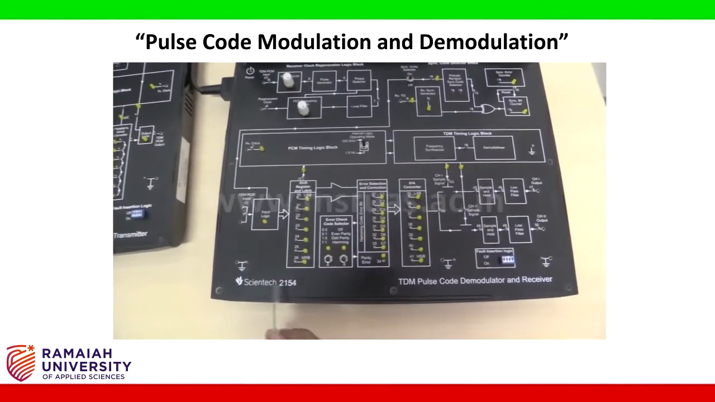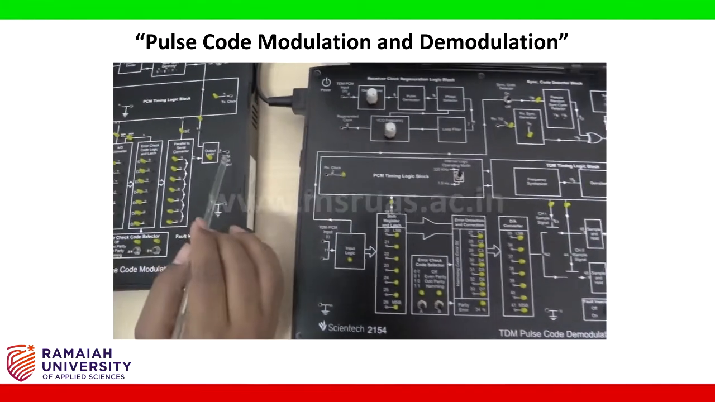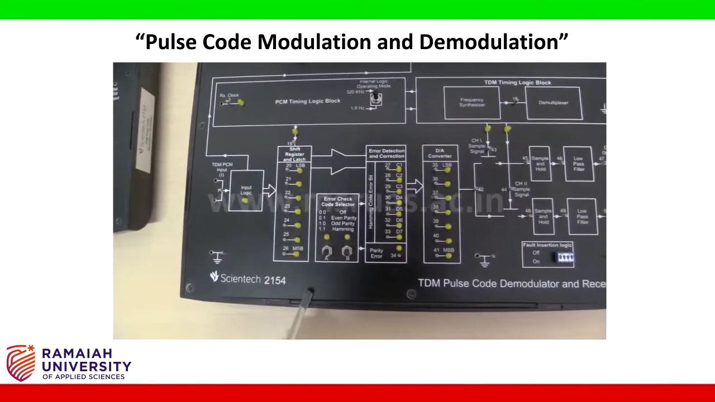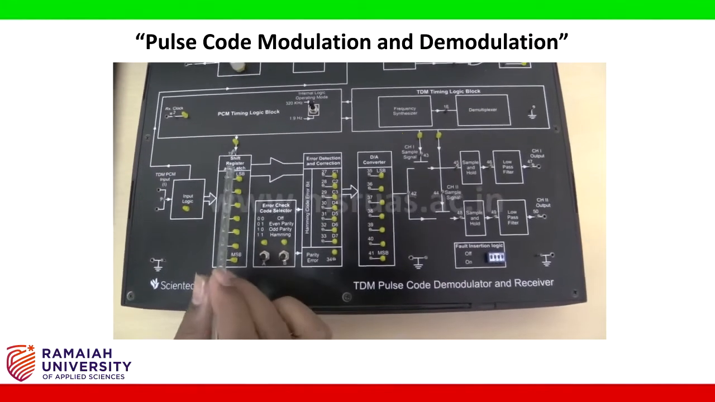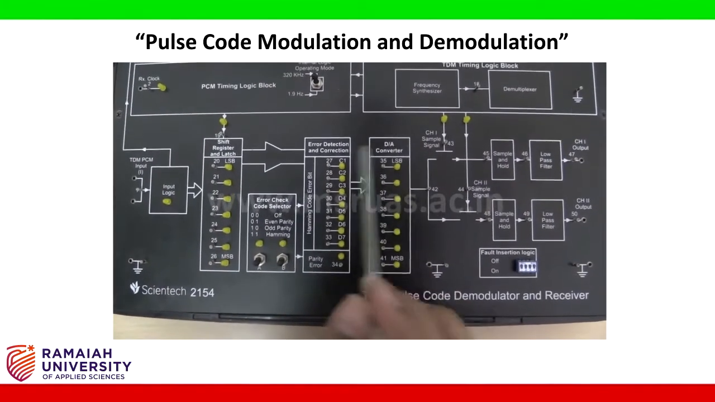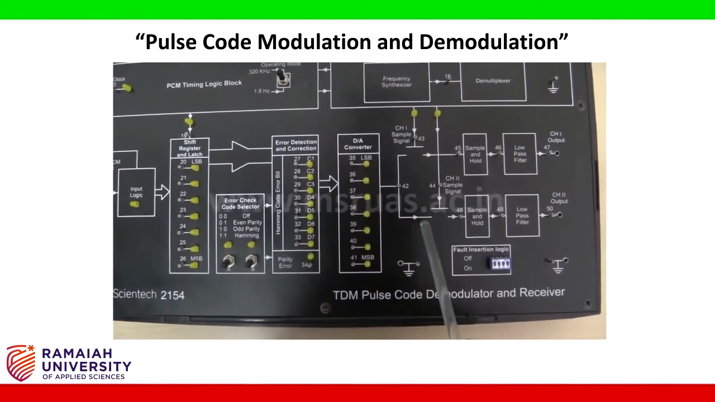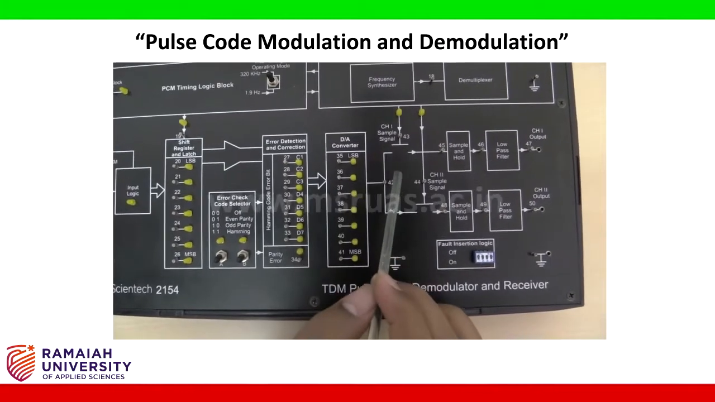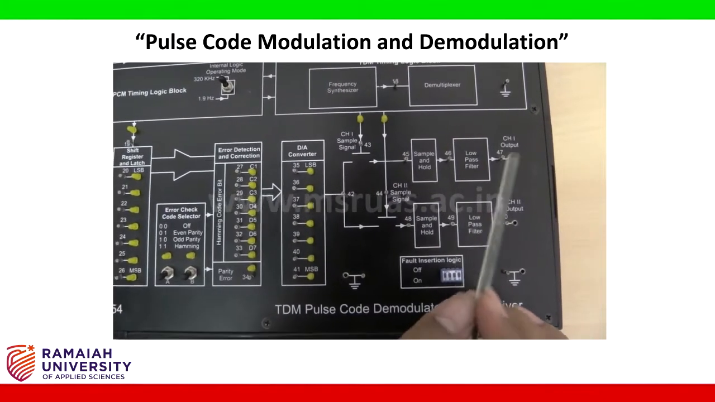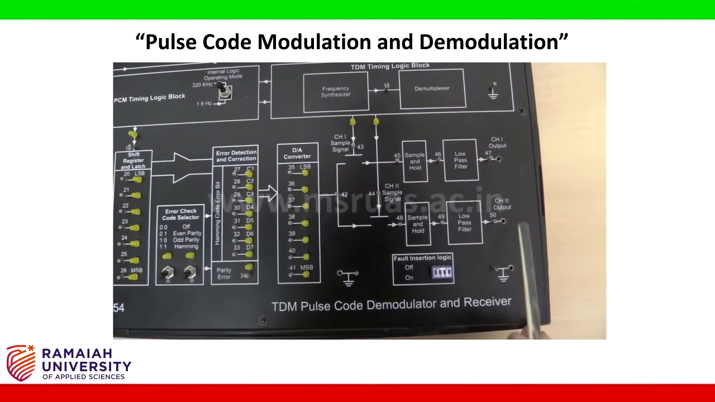Then in Syntec 2154 we have the PCM demodulation block. Here we connect the TDM PCM output to the TDM PCM input of the Syntec 2154 board. Here we have a serial to parallel converter using the shift register, and then it is converted by the digital to analog conversion. The channel 1 and channel 2 slots are demultiplexed and processed, and finally low pass filtered, and then we get the channel 1 signal as well as the channel 2 signal separately.